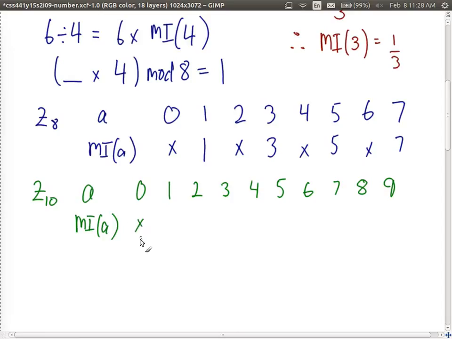Zero cannot be multiplied by anything to get one. This is mod 10. Now, one will always be a multiplicative inverse of itself. Doesn't matter what the modulus is. Two won't work. 2 times something mod 10 gives us a remainder of 1, and even multiplied by something else will always give us an even number. We can't get a remainder of 1. So the even numbers are not going to work.